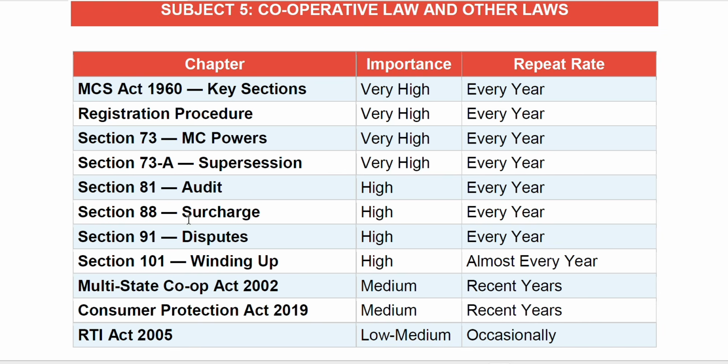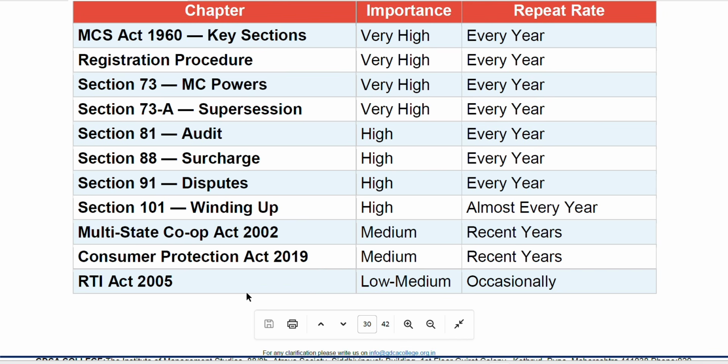81, audit. 88, surcharge. 91, disputes. 101, winding up or liquidation. Every year these things have been asked in the examination. Multi-State Cooperative Act 2002. Recent years, Consumer Protection Act 2019. Recent years, and RTI Act 2005 asked occasionally, not every year.